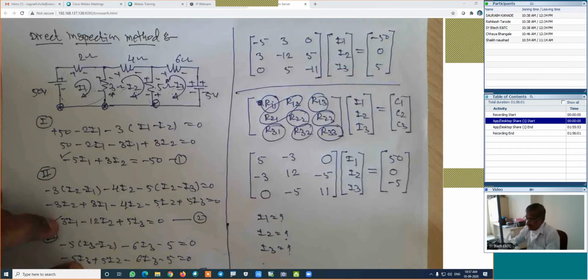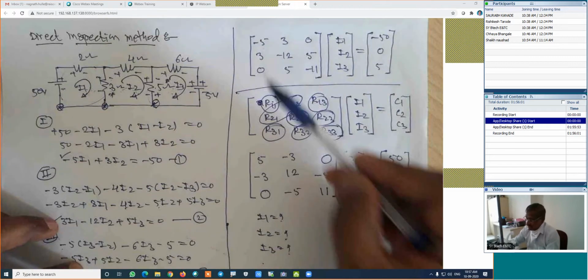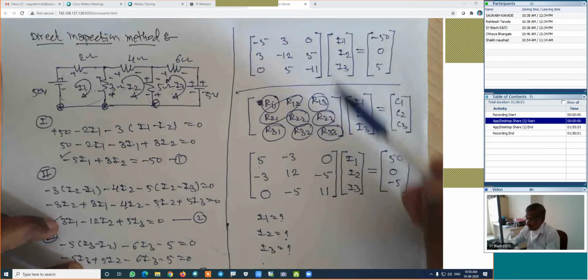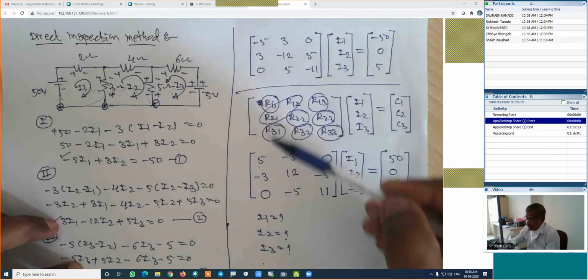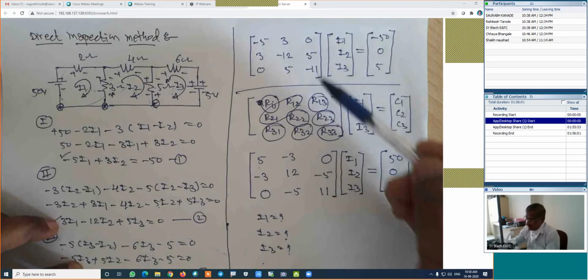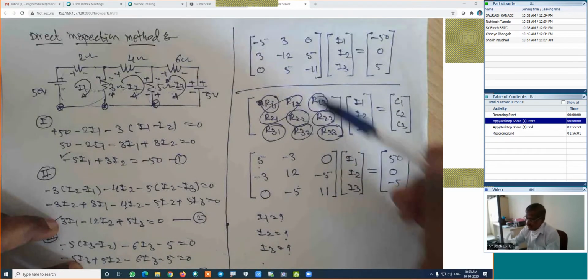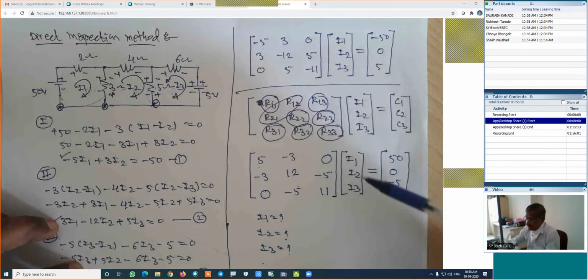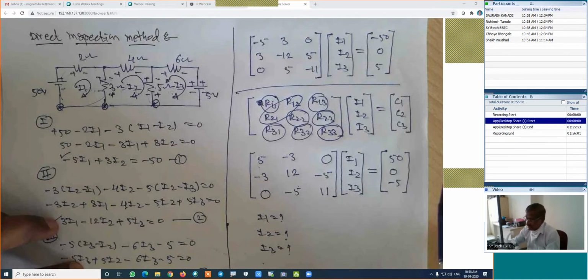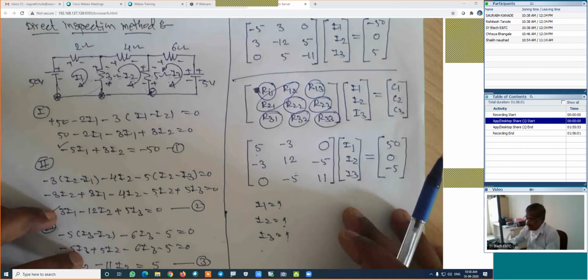Now look at what is the difference between this matrix and this matrix. This is minus, this is plus, this is plus, this is minus, this 0, this 0, this is plus, this is minus, this is minus, this is plus. This is I1, I2, I3, this I1, I2, I3. This is -50, this is +50, this is 0, this is 0, this is 5, and this is -5. Throughout, sign change is there. Means what? I will show one example here.